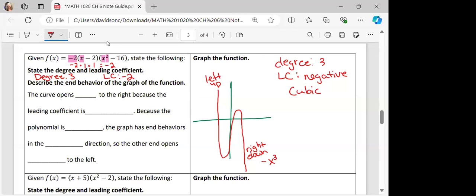The curve opens down to the right because the leading coefficient is negative. Because the polynomial is cubic, the graph has end behaviors in the opposite direction. So the other end opens up to the left.